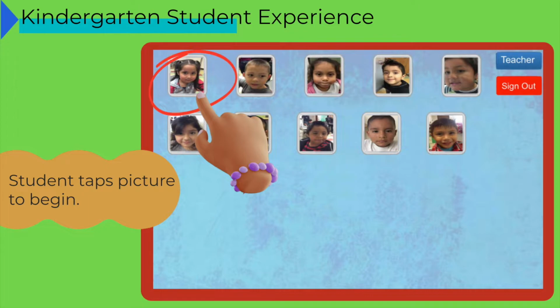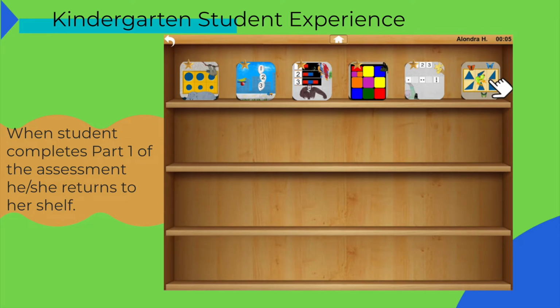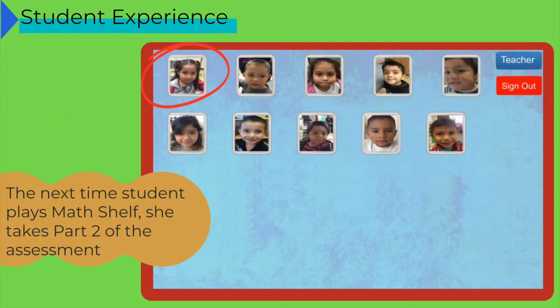First, the student taps her picture to begin. This student is taking the kindergarten fall, counting and cardinality part of the assessment. When she completes the assessment activities, the student sees her math shelf. Most students don't know that they are taking a test. They think they are playing new games. The next day, when the student taps her picture, she takes the second part of the assessment. Then the next day, the third, then the fourth, and finally, the fifth part.